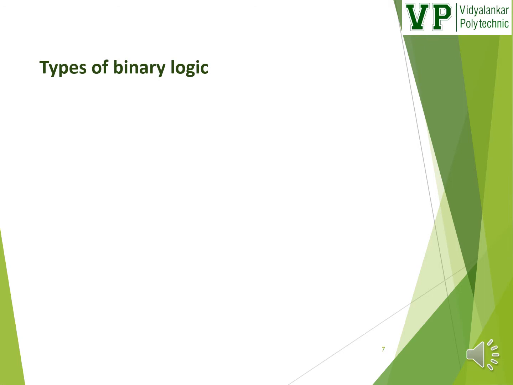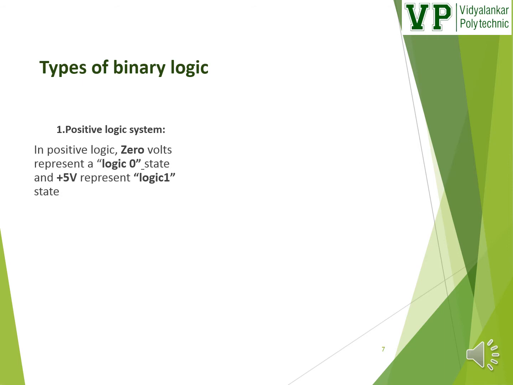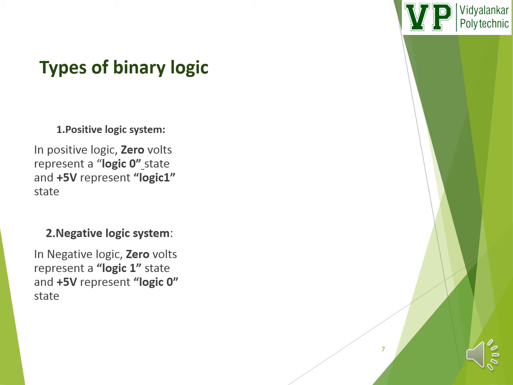Types of binary logic system. First one, positive logic system. In positive logic system, 0 volts represents logic 0 state and plus 5 volts represents logic 1 state. Negative logic system. In negative logic, 0 volts represents logic 1 state and plus 5 volts represents logic 0 state.